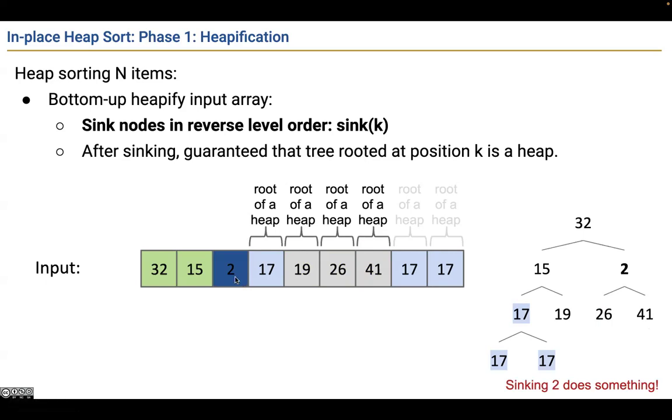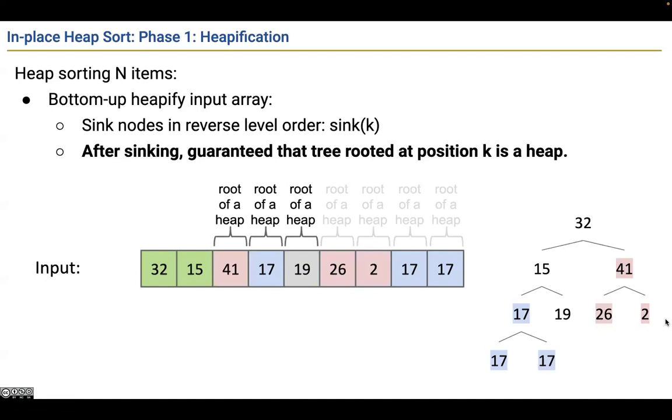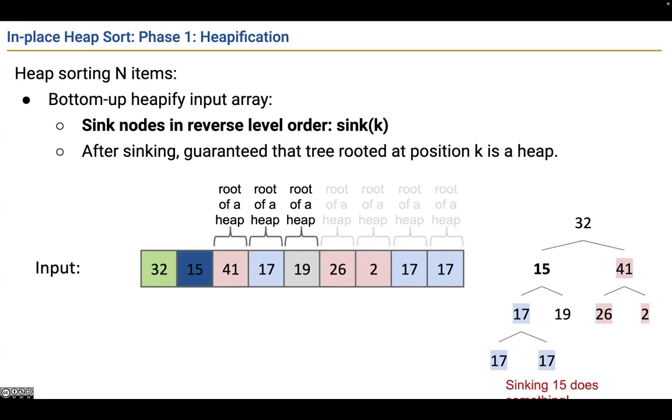Well, 41's larger. So we will swap the 41 and the 2. If you ignore the colors for a moment and just look at the picture, the 2 and the 41 swapped places in the picture. They also swapped places in the array, which is representing this picture. And so the 2 is now sunk into its proper place. OK, let's keep going.